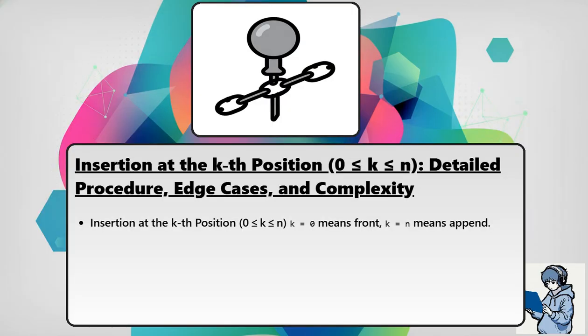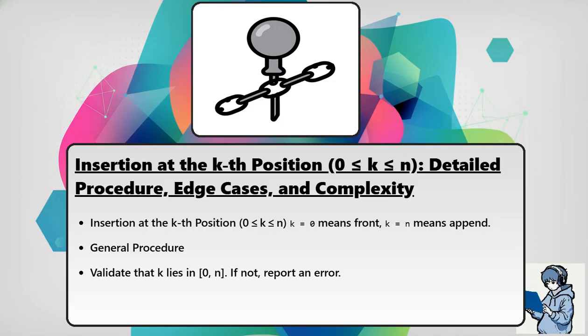Insertion at the kth position. 0 ≤ k ≤ n. k equals 0 means front. k equals n means append. General procedure: validate that k lies in 0 to n. If not, report an error.